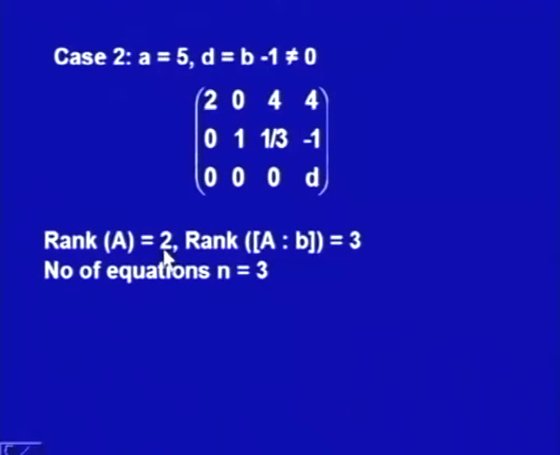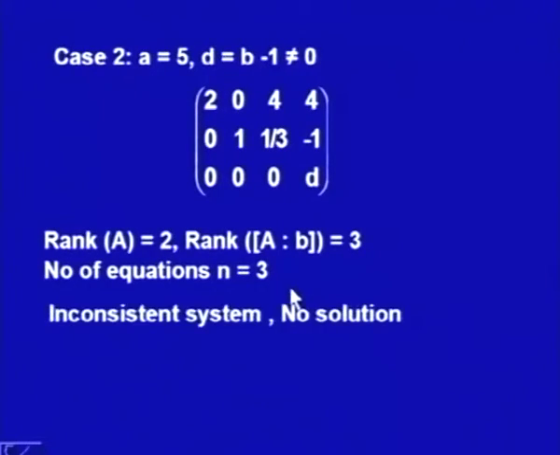Rank of A is equal to 2, rank of its augmented matrix is 3, and the number of equations is given to be 3. So, this is an inconsistent system, and it has no solution, because z into 0 equal to d is not possible. So, we have an inconsistent system in this case. We can get this by simply checking the rank of A and the rank of its augmented matrix. If they do not match, the system will be inconsistent and no solution will be possible.